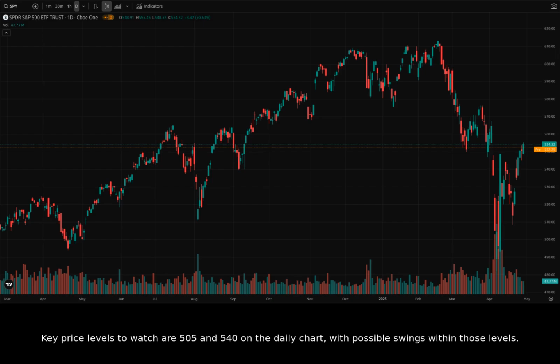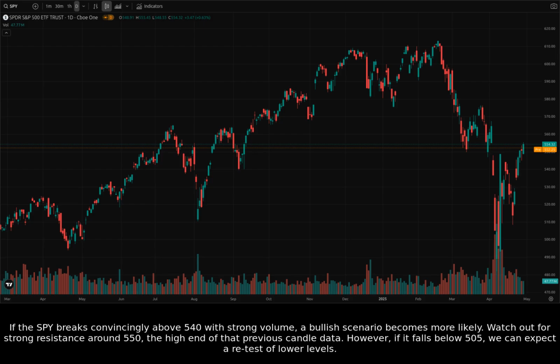Key price levels to watch are 505 and 540 on the daily chart, with possible swings within those levels. If the SPY breaks convincingly above 540 with strong volume, a bullish scenario becomes more likely. Watch out for strong resistance around 550, the high end of that previous candle data. However, if it falls below 505, we can expect a retest of lower levels.